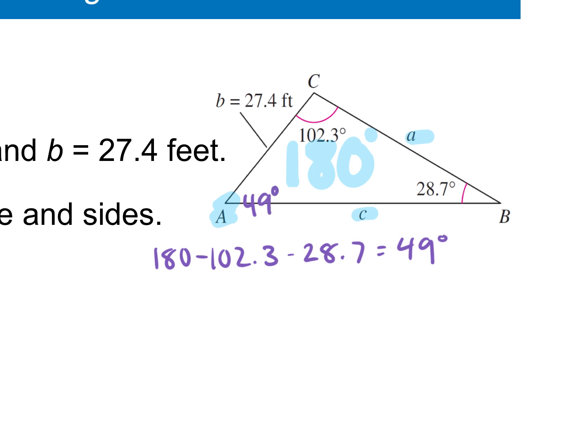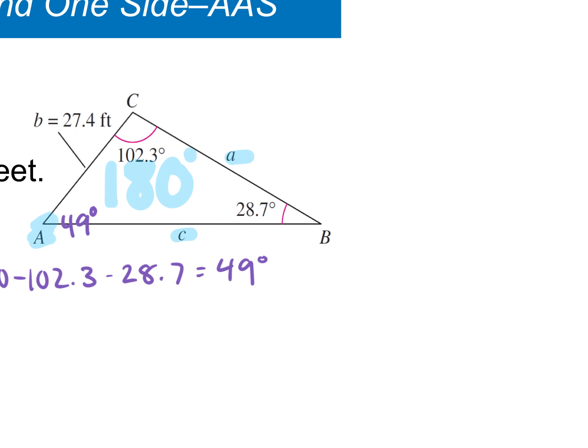So I'm going to write that here. Angle A is 49 degrees. We also need to find side A and side C. Any questions on how we just found angle A? Perfect. Doesn't matter which one we find next. We're going to have to find both of them.